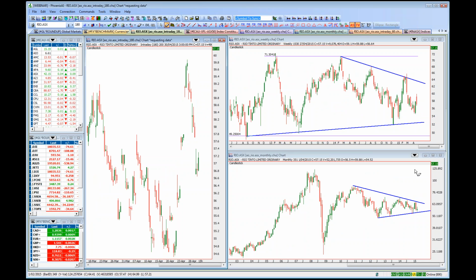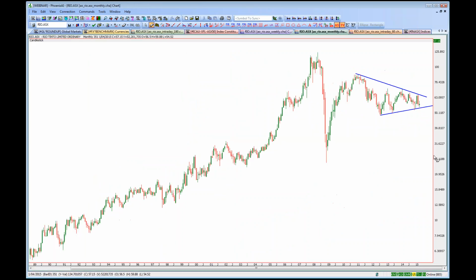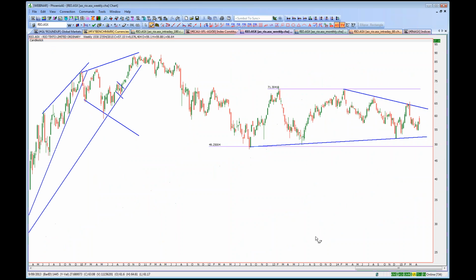Yeah, I remember this one now. Look, this is your monthly. It's a tight consolidation between your 55 to what, $62 or so now. So it doesn't really give you any more than that on the monthly. Go to the weekly and it tells you the same thing.